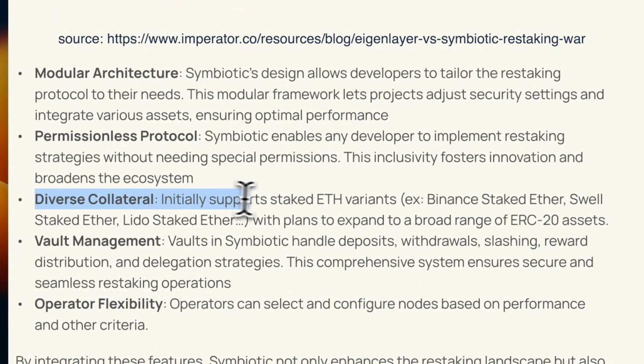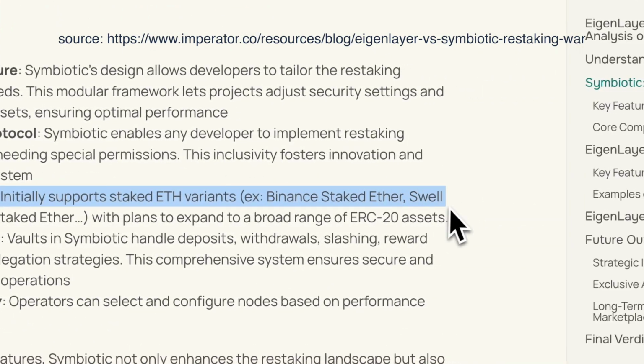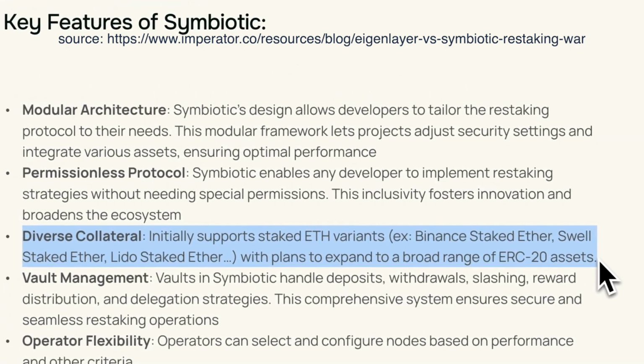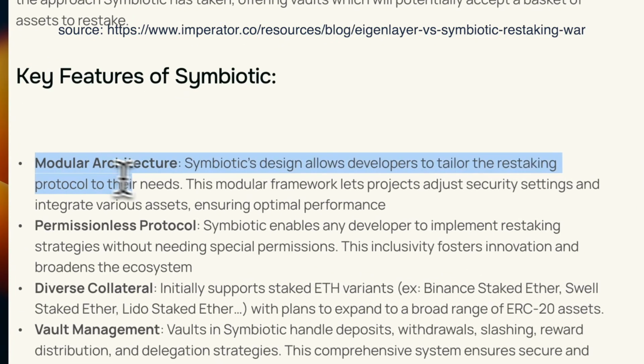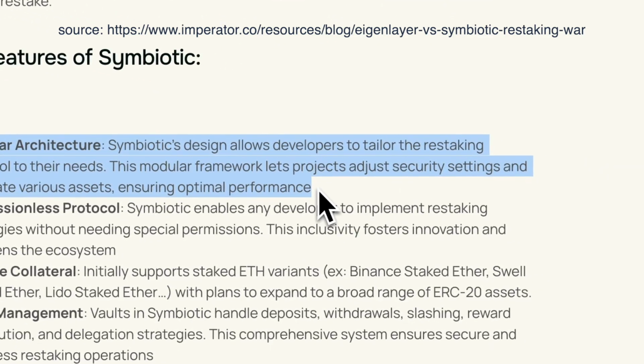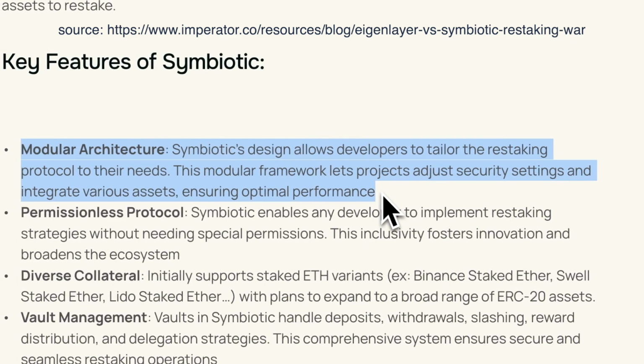Symbiotic offers broader asset support and accepts any ERC20 tokens across networks. In comparison, EigenLayer offers just a few staked Ethereum derivatives. Then the second point, there are 4 in total, is customization. Symbiotic offers a higher customization of what you would like to be doing in there, in comparison to EigenLayer, which is kind of a more standardized approach, which offers more consistency but is less adaptable.